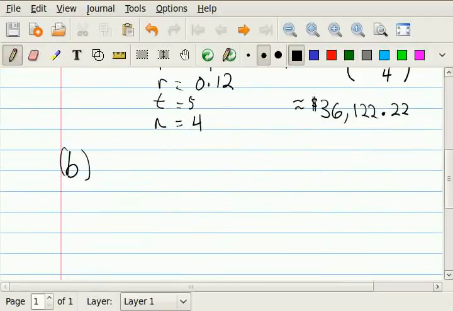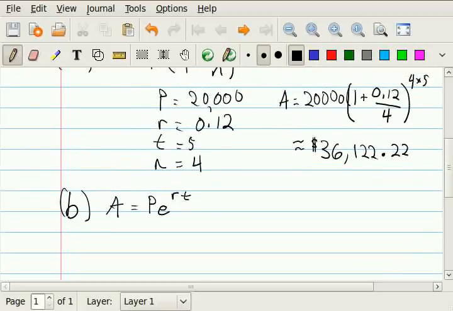It's for compounding continuously. So the value of an investment is P times e to the power rt. There's no n in this formula, because when you compound continuously, you're basically compounding infinitely often. So everything's the same up here, except we don't have an n. In this case, we're going to get 20,000, that's our principal, times e to the power rt, so 0.12 times 5. You have to be careful when you type this in to make sure you raise e to the whole power, 0.12 times 5.